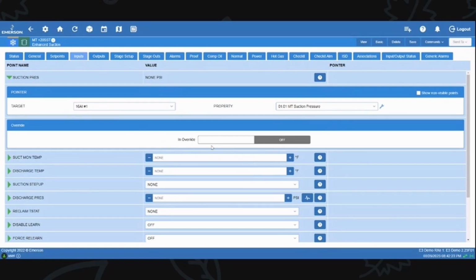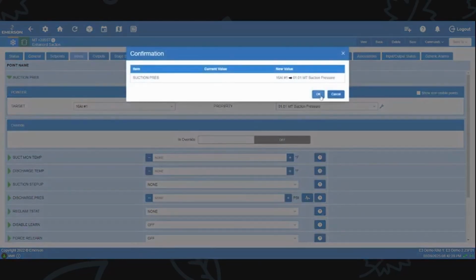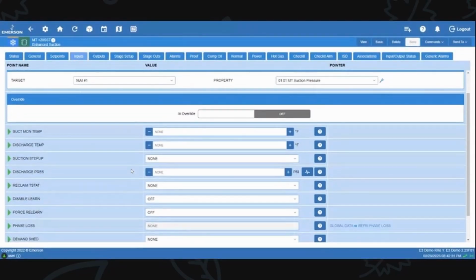The next one below that is an override. That's how you would override the point if you truly want to. In this case, I'm not going to worry about putting in an override.